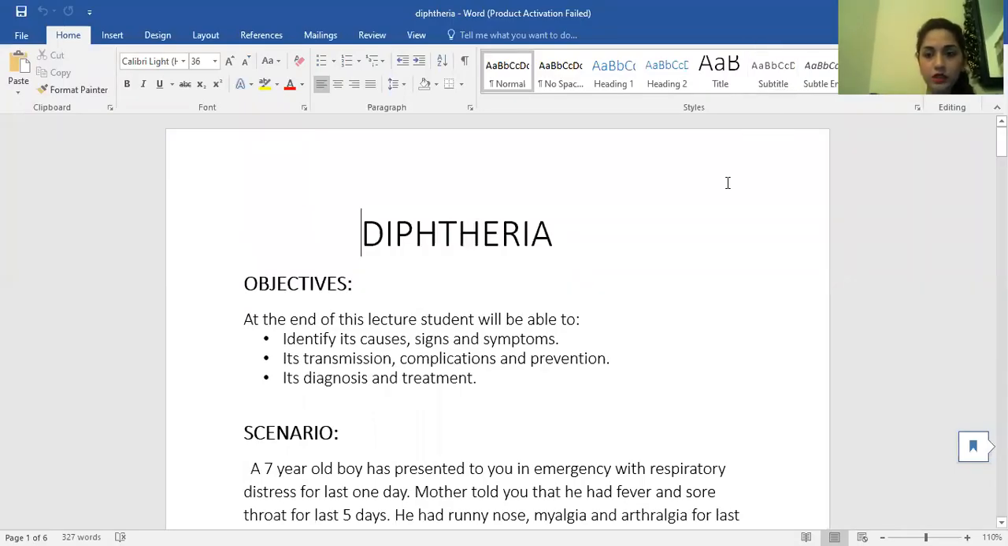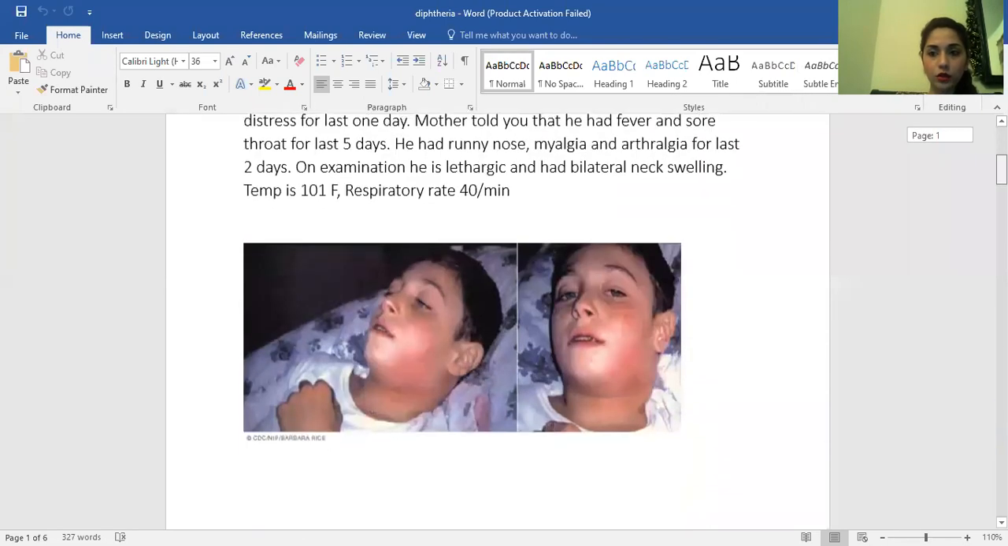Bismillahirrahmanirrahim. Today the topic under discussion is diphtheria, and the main learning objectives of this lecture are that at the end you will be able to identify its causes, signs and symptoms, how it is transmitted, its potential complications, and how we can prevent diphtheria. And finally, how you can make the diagnosis and how it is managed.